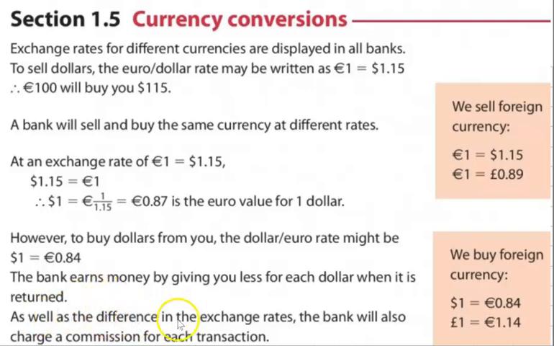As well as the difference in the exchange rates, the banks will also charge a commission for each transaction. So, for example, we sell foreign currency: €1 equals $1.15, €1 equals 89p in sterling. We buy foreign currency: $1 equals 84 cents in euro, and £1 equals €1.14.